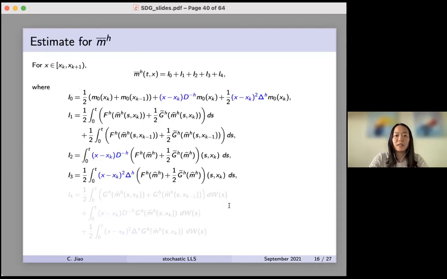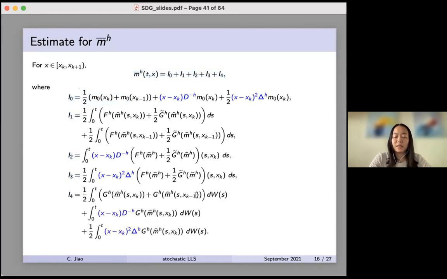Now we check the weak time derivatives of the quadratic interpolation m bar. To this end, we rewrite m bar as the sum of I0 to I4. I0 to I3 contain all the drift parts. There's no diffusion part in these terms. In particular, I0 contains all the M0 parts. I4, on the other hand, contains all the diffusion parts.